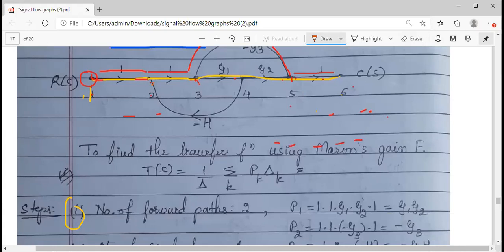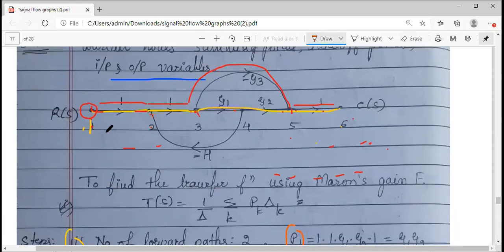So that is your first step. Find the number of forward paths, that is P1 and P2. Always when we are talking about Mason's gain formula, we talk in terms of gains. So when I'm telling the forward path P1 as the yellow color line 1 to 2, 2 to 3, 4, 5, 6, I should mention this path in terms of gains. What are the gain values for this 1 to 6 line? Yellow color one.